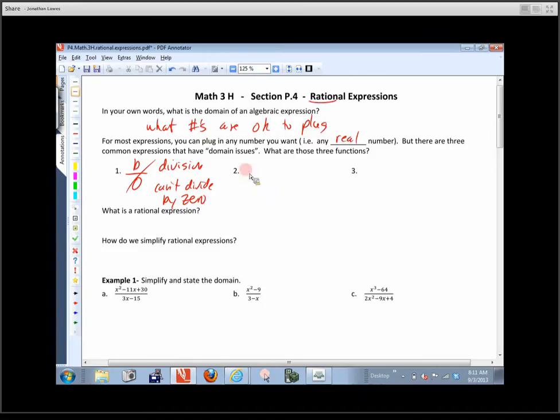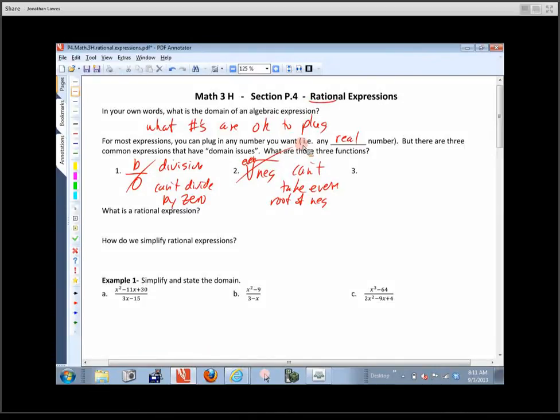Okay, so we're going to say this: even root of a negative. So I'm going to say you can't take an even root of a negative. That's not allowed. You can't take the square root of -4. You can't take the sixth root of -27. You cannot take an even root of a negative.